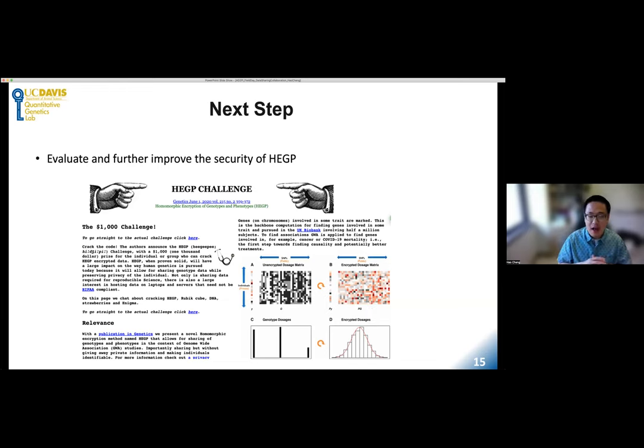Another thing I can show you is this one. After Richard developed this method, we posted a HEGP challenge on the website. We are saying, okay, this is encrypted data. If you can decrypt this one, we are going to give you $1,000. It has been posted online for a long time, but nobody is able to do it, of course. And this indicates it's quite safe. Of course, this may indicate $1,000 is not big enough. If you offer 1 billion, I will change the conclusion. No, but that is based on our knowledge.